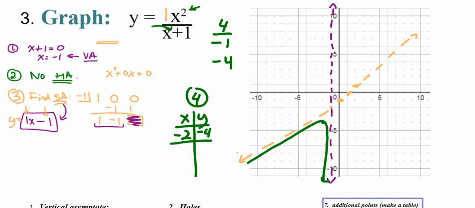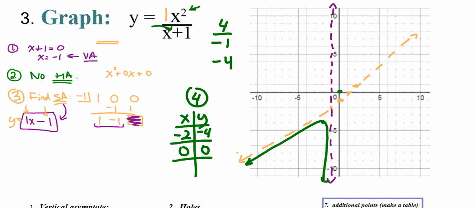And once again, it's just a sketch. We're not being perfect. Then we want to know what's happening at 0. On the right side of the vertical asymptote, 0 is a good number to pick. When we plug 0 in, we're going to get 0.